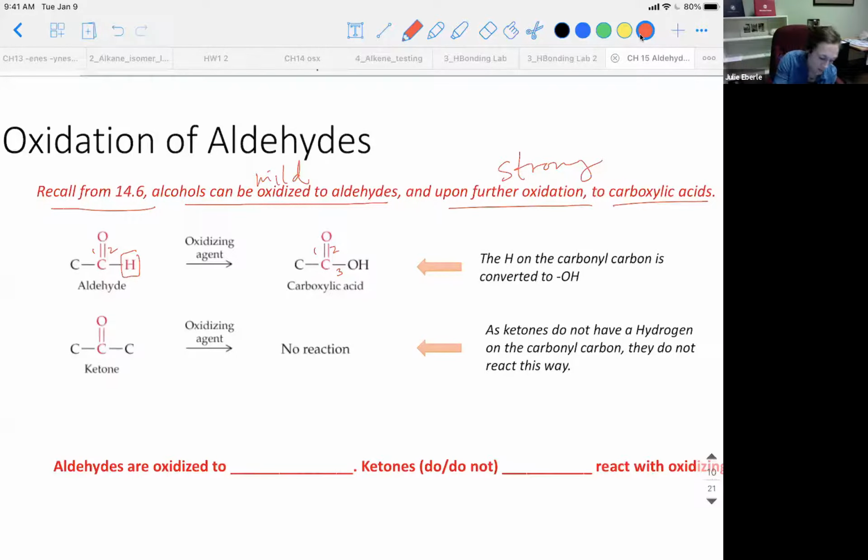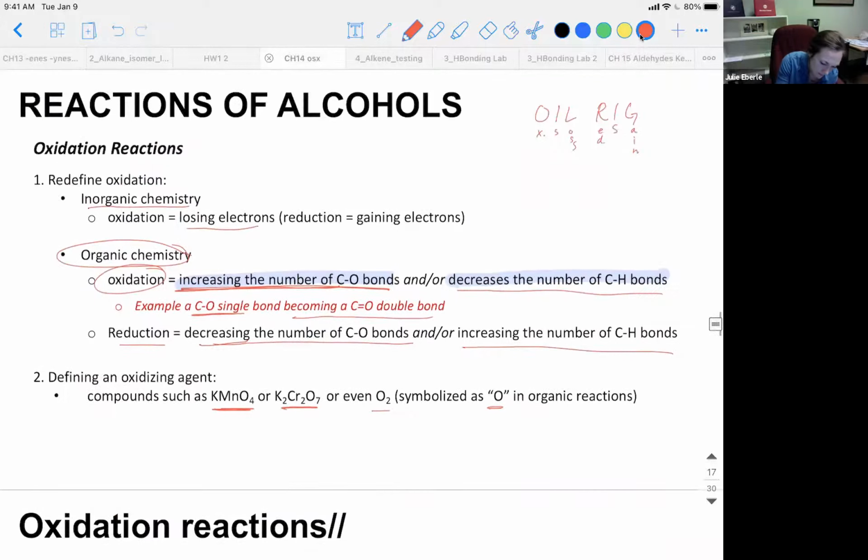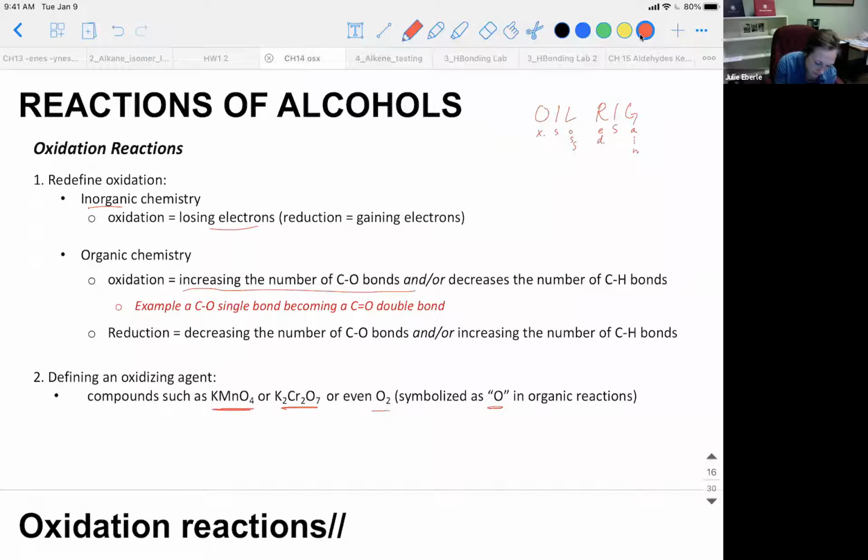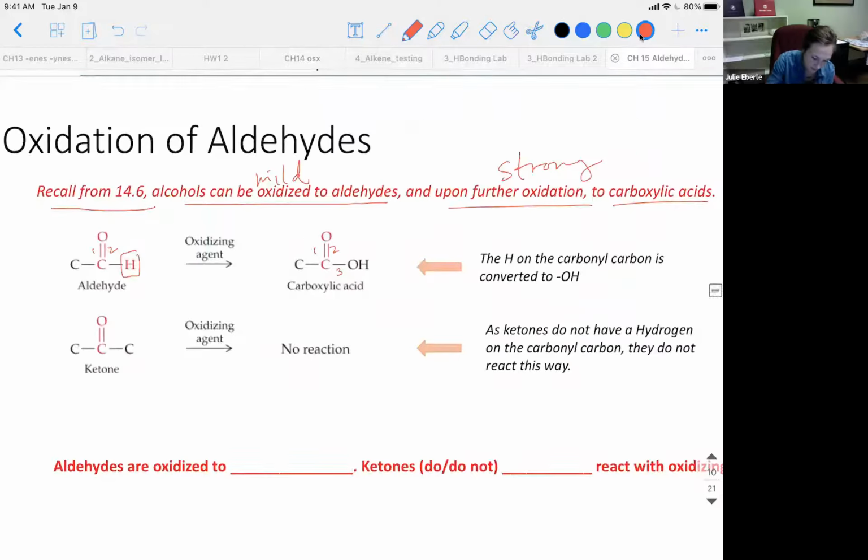Why? Because remember what we said about oxidation? I'm going to go back to yesterday's lecture. Read again right here. Remind yourself. Oxidation in the realm of organic chemistry is increasing the number of carbon oxygen bonds. So for example, if you go from a carbon oxygen single bond to a carbon oxygen double bond, that's oxidation. Here we've gone from 2 carbon oxygen bonds to 3. So this is oxidation because we're increasing the number of carbon oxygen bonds. So the H on the carbonyl is converted to an OH. So if I ask you, what product do you get when you oxidize an aldehyde? You get a carboxylic acid. Okay.